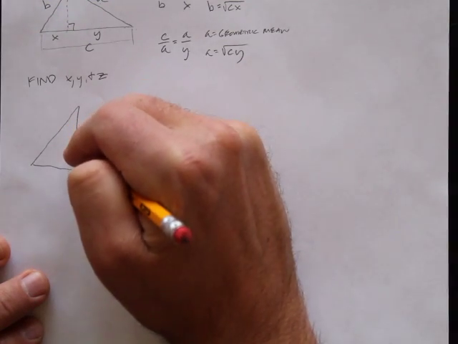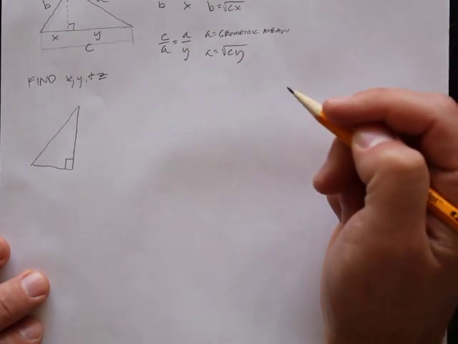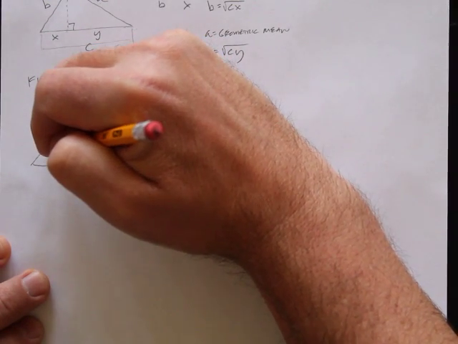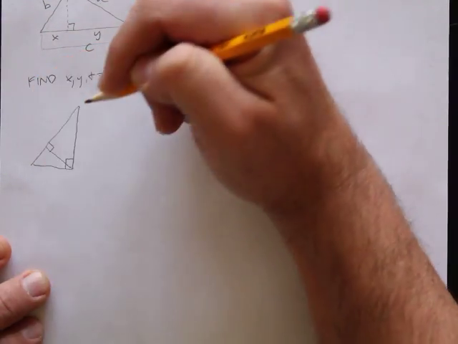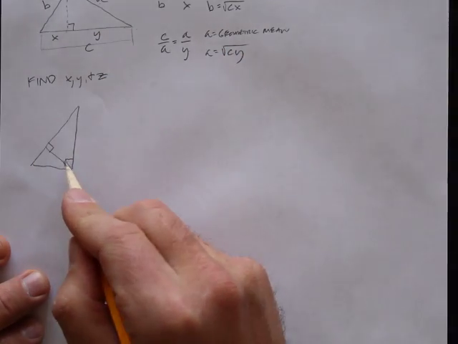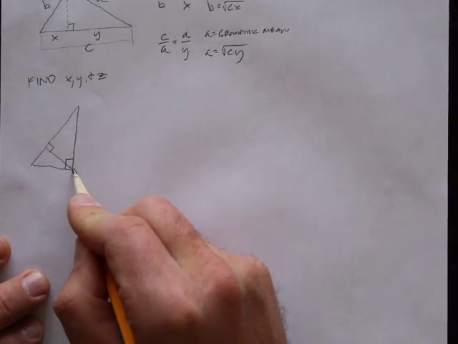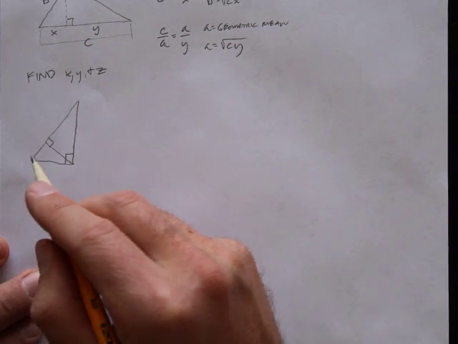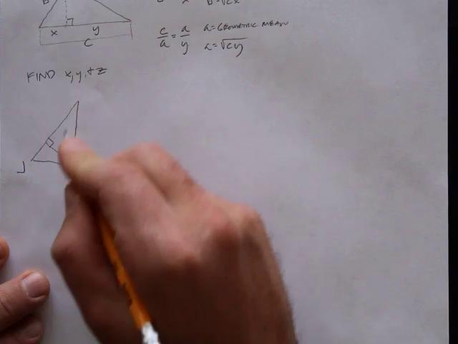Looks like this. It is a right triangle, and there is an altitude here. I know it's an altitude because there's a 90-degree angle and it comes from this vertex here. And this is triangle JKL.